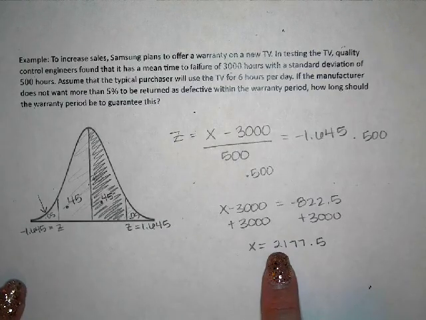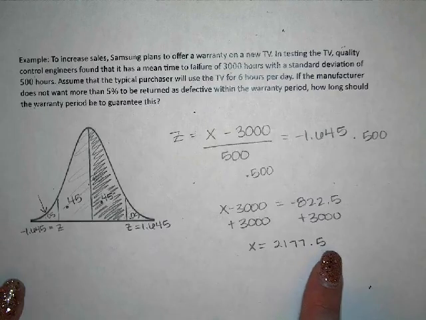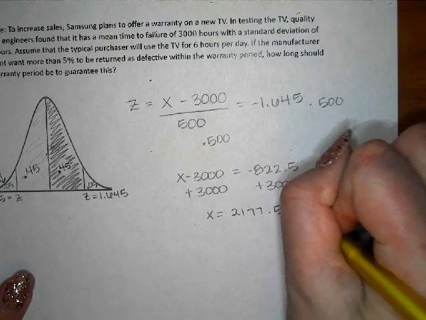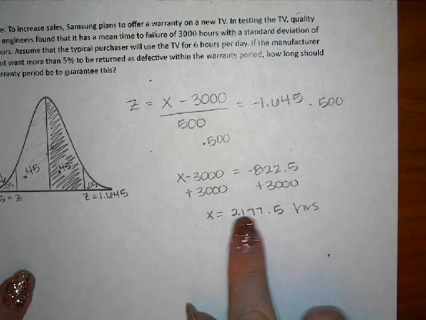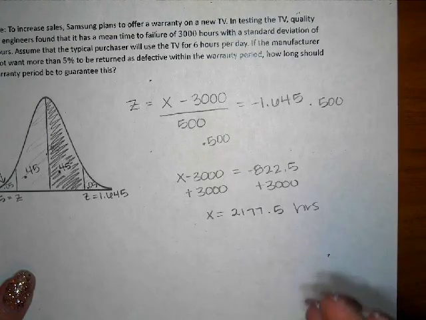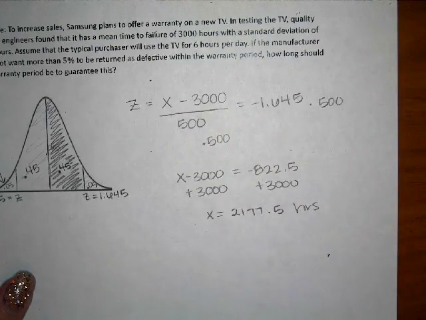Now they told us that they're assuming that the typical purchaser watches television for 6 hours per day. So when you have a warranty on a television, they don't typically say that this TV is under warranty for a certain number of hours, because everybody watches TV a different number of hours per day. So they don't say, keep track of how often you have your TV on and then tell us. They typically do warranties in terms of years: 1-year warranty, 2-year warranty, 3-year warranty.